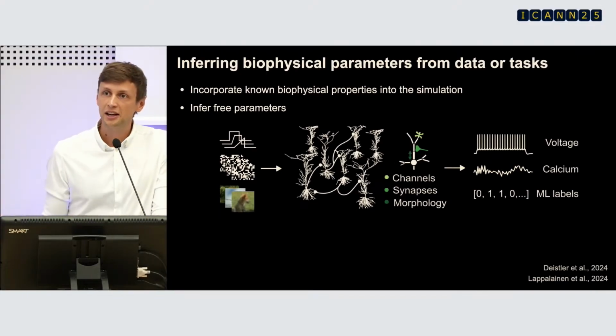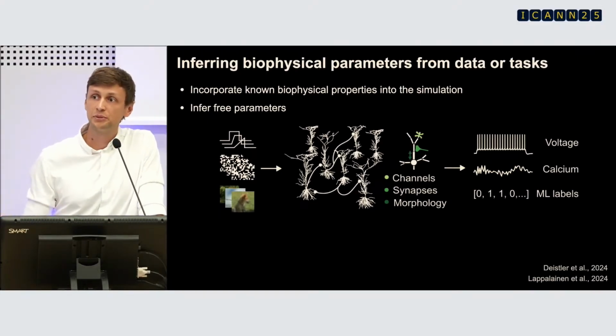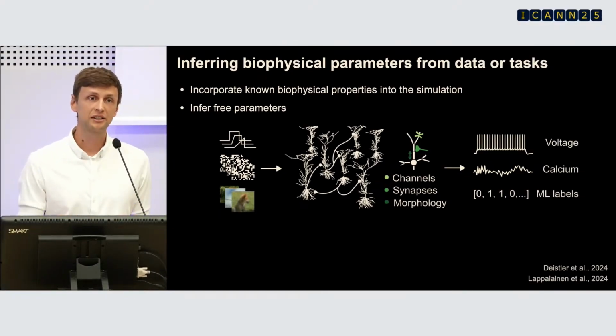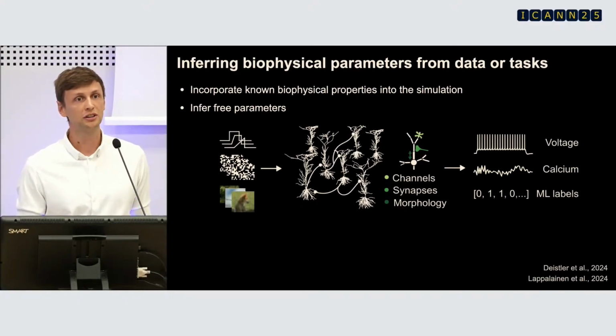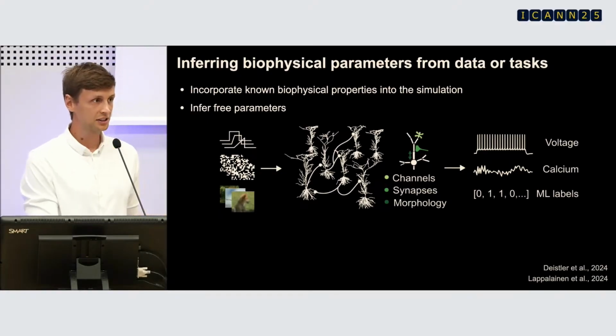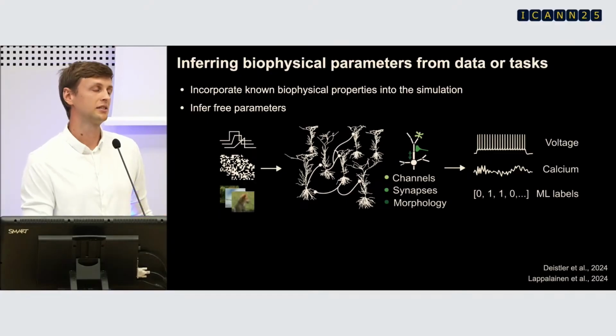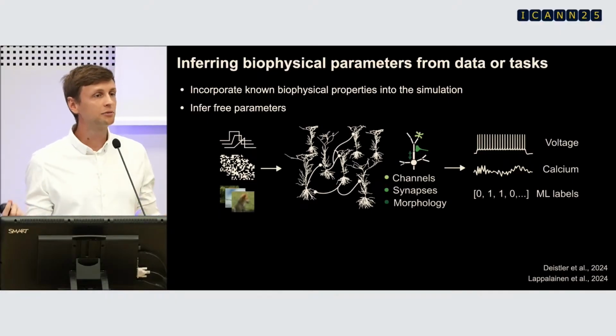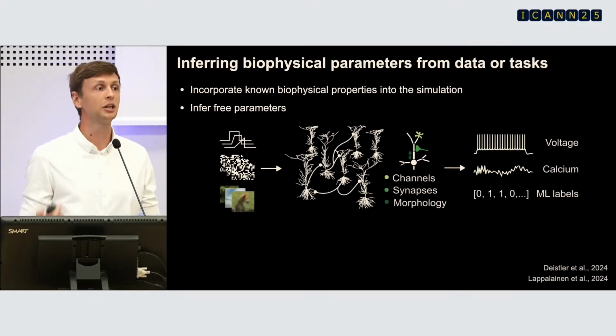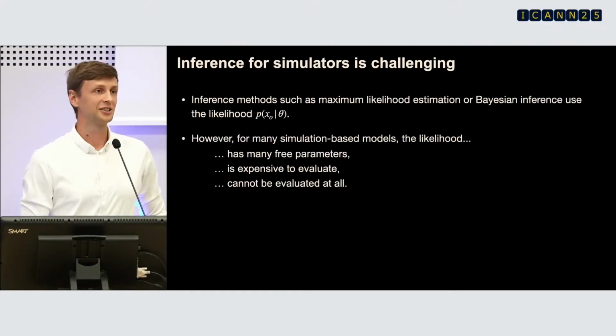Or in other cases, we might have a good guess of what the system is trying to do. For example, if it's a visual system, it might aim to classify patterns or to predict visual motion. And we can frame this as a machine learning task and then train the parameters of the biophysical system such that the simulation actually performs this computational task. This seems very principled, right? We just assemble everything we know into a simulation and then perform inference for the stuff that we don't know. But again, that's not so easy.